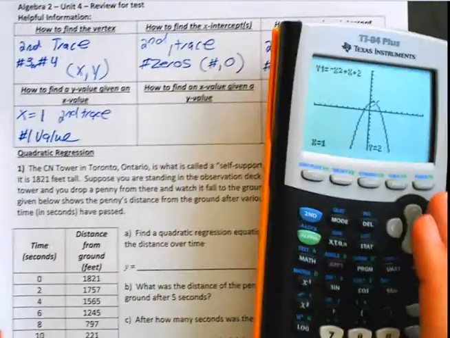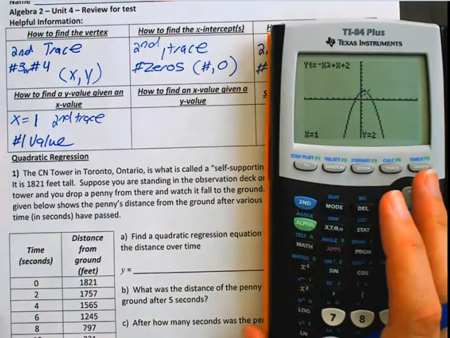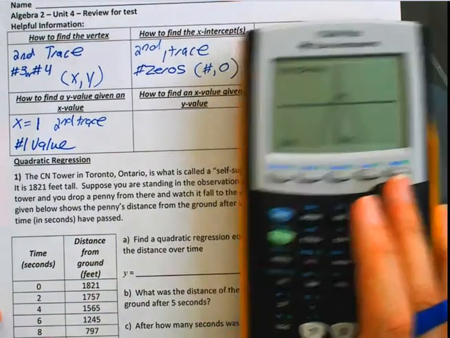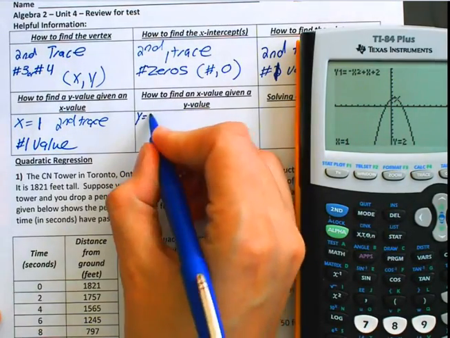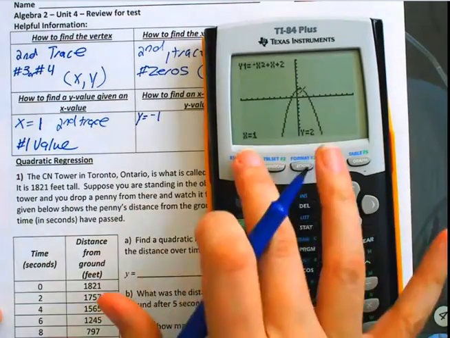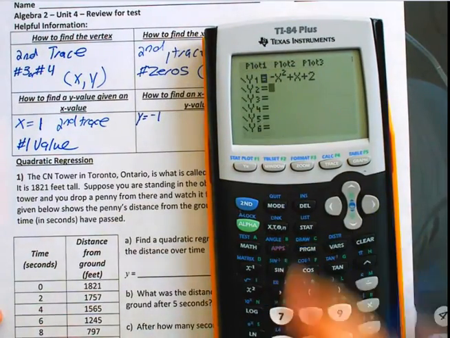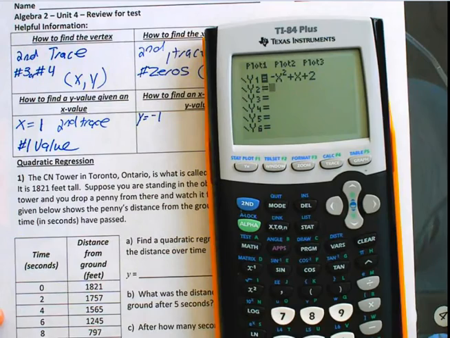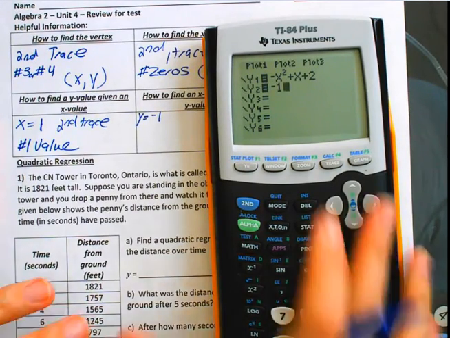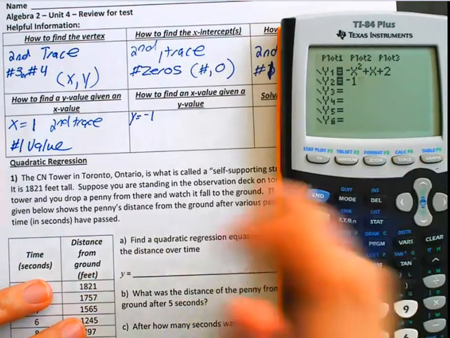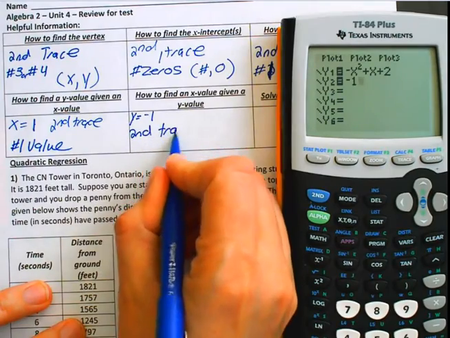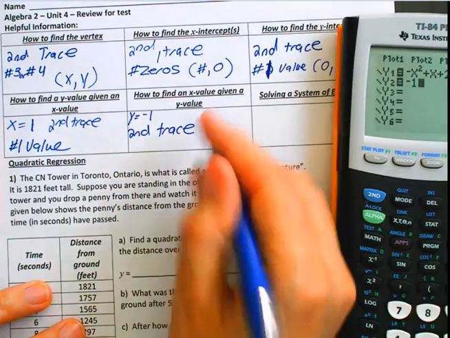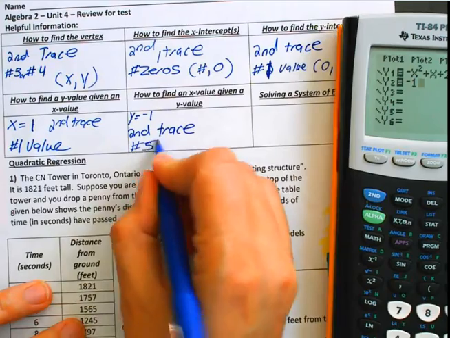Okay, next one, how to find the x value given a y value. Say they tell you that y equals -1. So you have to go into your y equals and put in the value they tell you y is. So in my made-up example, I'm going to say y equals -1, right? And then you're going to go second trace. And this time you're going to do number 5, which is intersection.